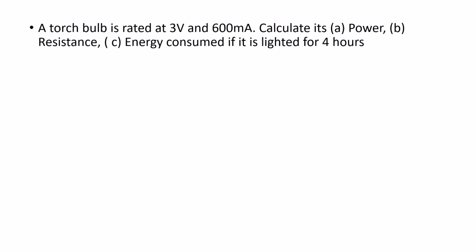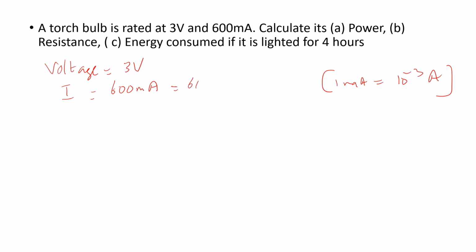So let's see. A torch bulb is rated at 3 volt, 600 milliampere. Calculate its power, resistance, and energy consumed if it is lighted for 4 hours. So what is given is voltage. We'll write voltage is equal to 3 volt. Then the current is given, I equal to 600 milliampere. So we know that 1 milliampere is equal to 10 raised to minus 3 ampere. So we can convert that 600 into 10 raised to minus 3 ampere.